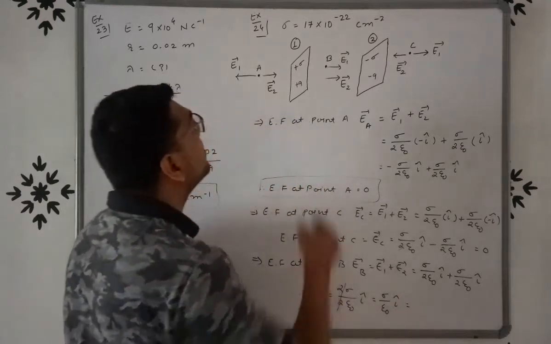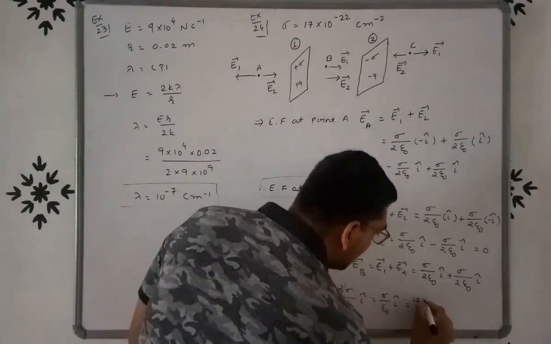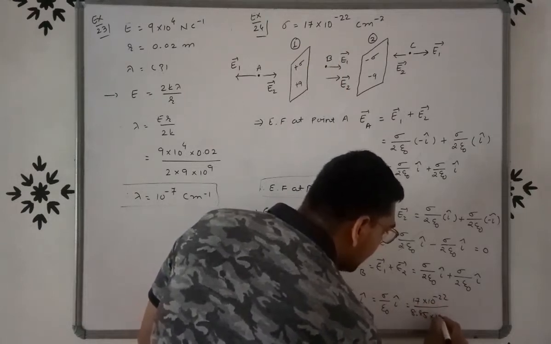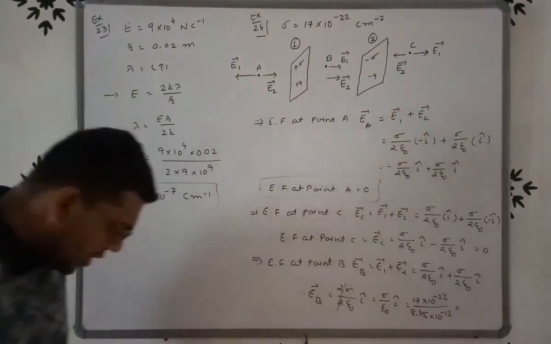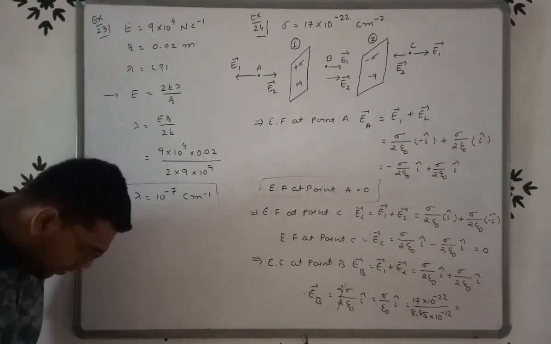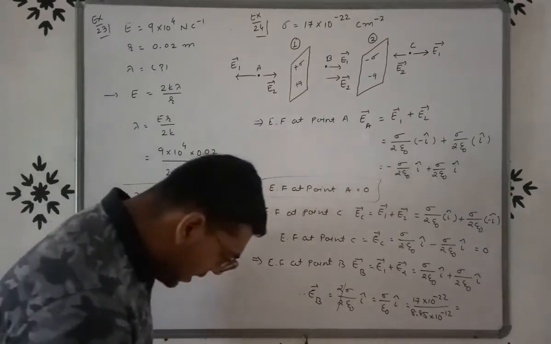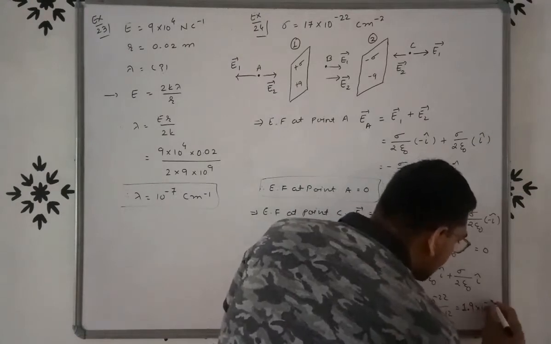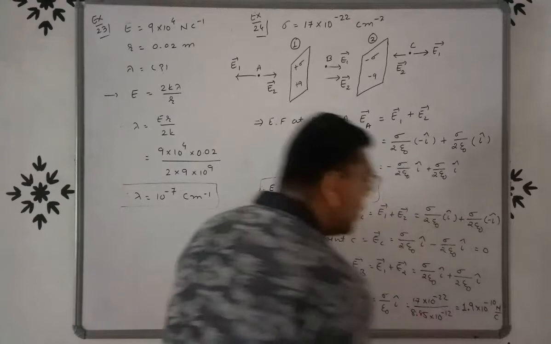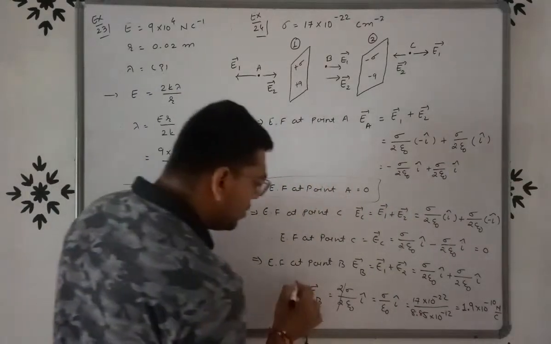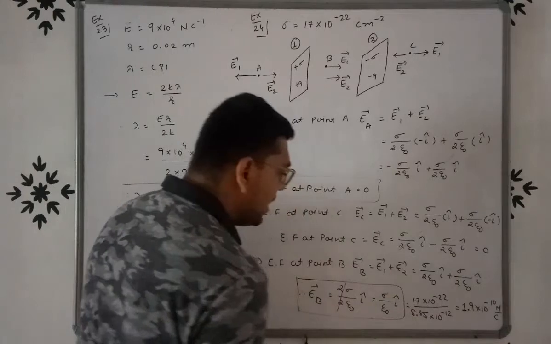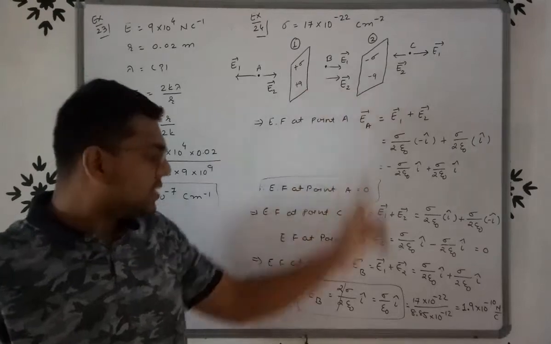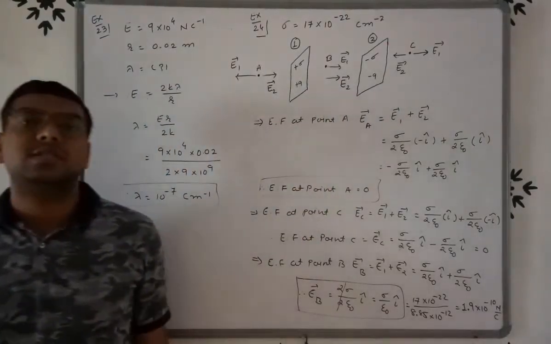So the value of sigma is 17 into 10 raised to minus 22, and the value of epsilon 0 is 8.85 into 10 raised to minus 12. If you calculate this, you will get the answer 1.9 into 10 raised to minus 10 Newton per Coulomb. So you have to remember that the electric field between these two sheets, or two plates, is sigma upon epsilon 0.